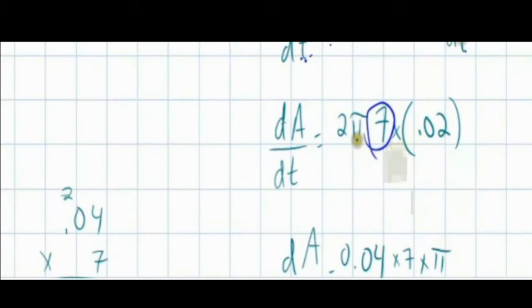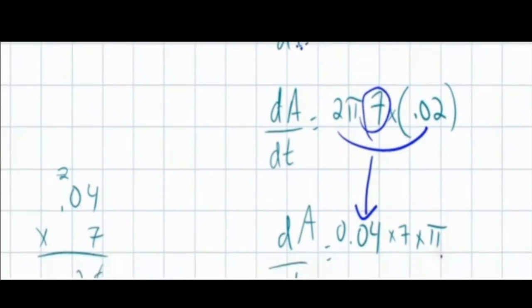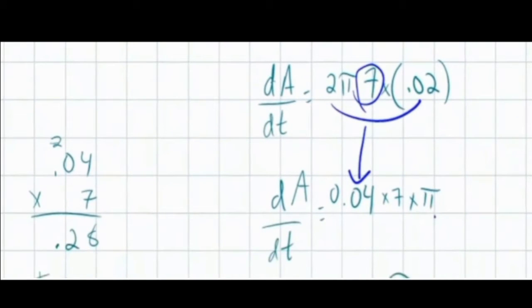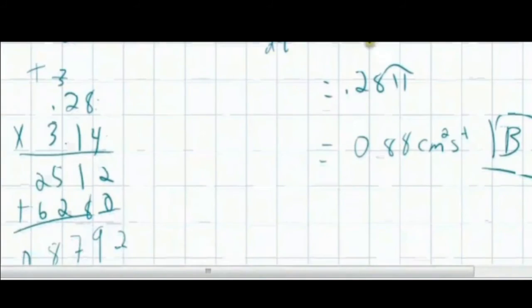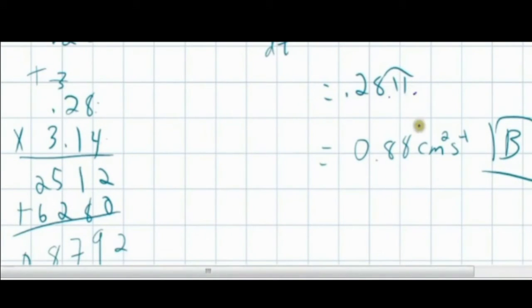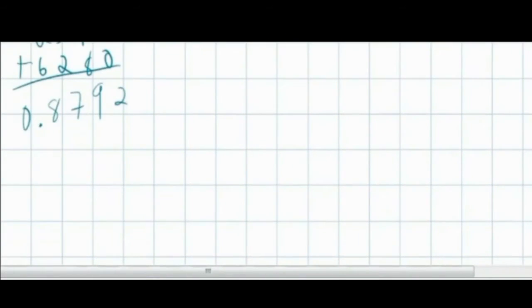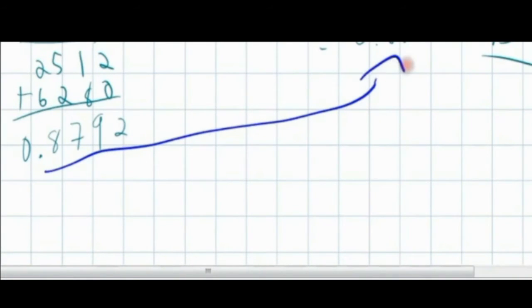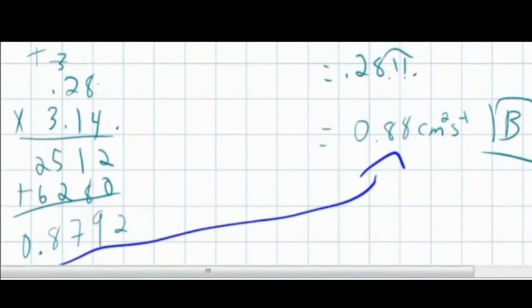So now I took these two and I multiplied, and that's how I got this number. And I'm saying times 7 times pi. Remember, I left pi alone because pi is just another number. So that would be 0.28 times pi. And then, so you can see I did my math for that over here. And then I substituted 3.14 for pi, so I could come up with a good approximate answer. And my answer was very close to 0.88 centimeters squared per second, which is your option B.